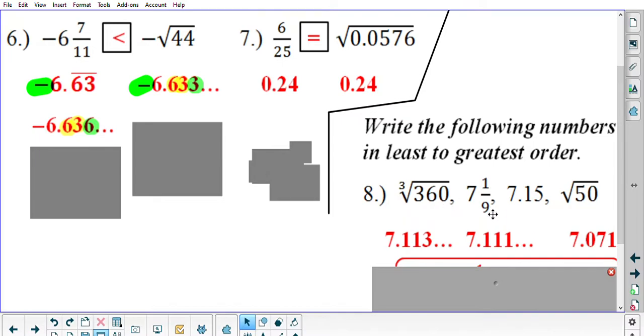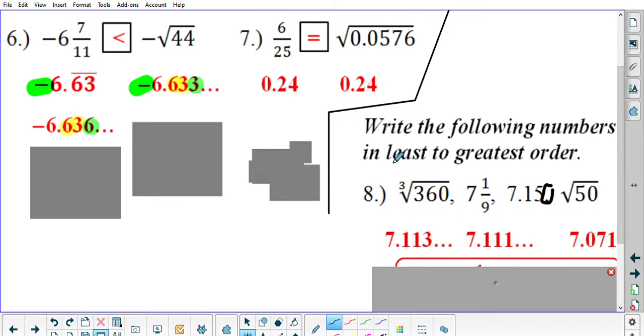1/9 is 0.11111. I don't need to show work for 7.15 because it already was a decimal. I could have maybe written it with the 0 in the end, since I seem to need to go to the thousandths place value here to compare and order these. So you might have written a 0 in the thousandths place value here to help you on these problems. And the last number, square root of 50, is 7.071, and so on.